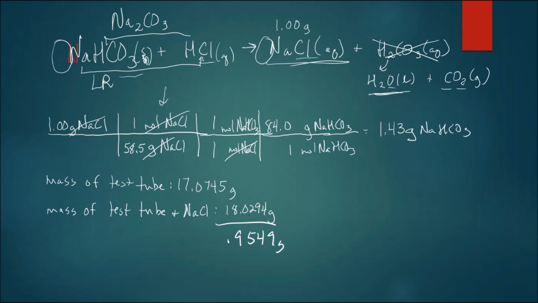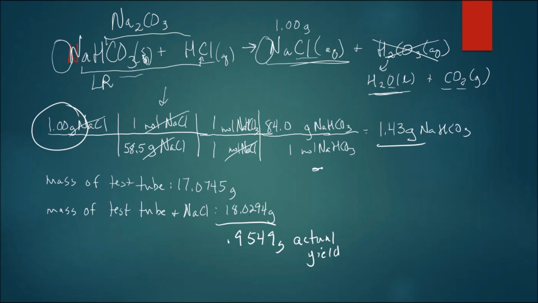Now remember, our theoretical yield is 1.00 grams. That was the goal. In theory, if I added 1.43 grams of baking soda to however much hydrochloric acid I needed in order to completely react it, which means the hydrochloric acid is in excess, then 1.00 grams is my, in theory, yield. Now, what is 0.9549? We call that our actual yield. That is what we actually got.